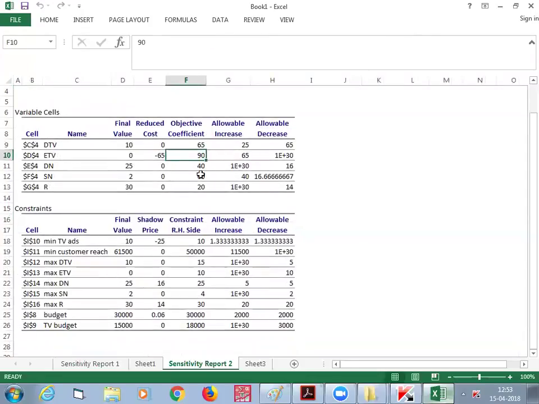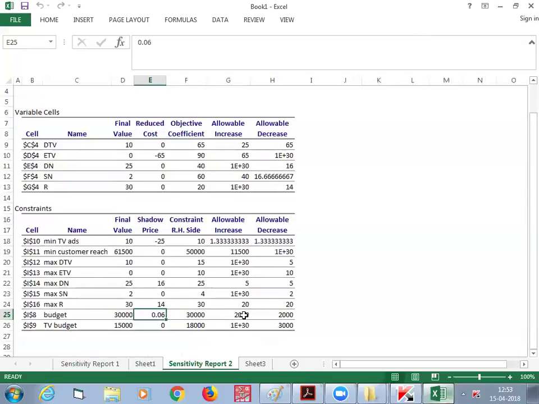First thing to observe is there's a reduced cost. ETV has a reduced cost. That means if we use ETV, our exposure quality is reducing by 65 per unit that we use. Not very sensitive here, so don't worry about those. Now, what are some of the shadow prices here? First thing is budget. Budget shadow price is 0.06. So if I increase the budget, my exposure can improve by 0.06.